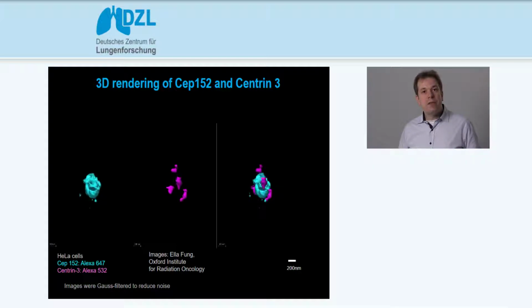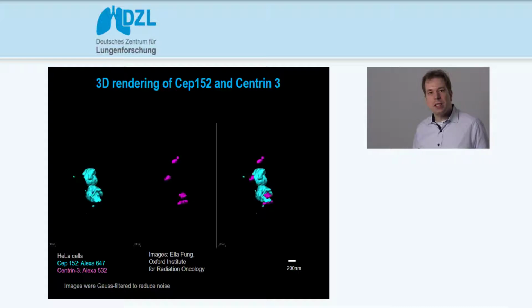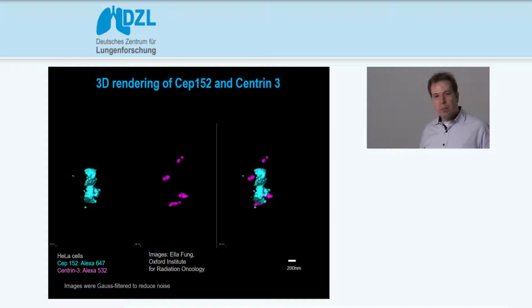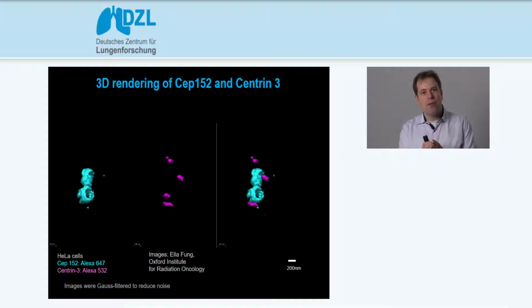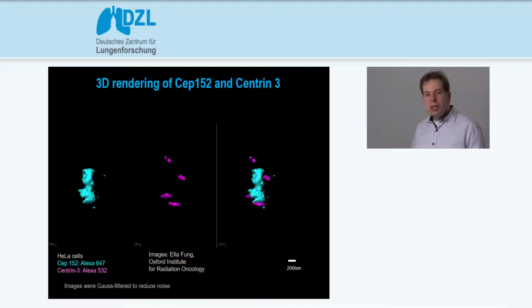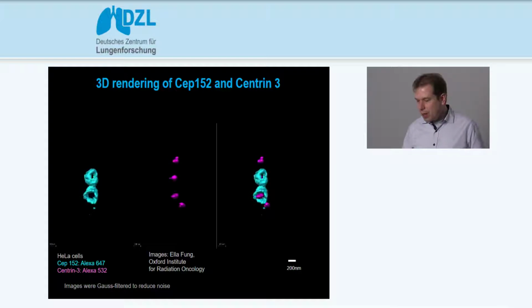However, since we have not labeled any other protein of this complex, we are blind to them. We can't see them. So this is, on the one hand, the power of fluorescence microscopy with, for example, antibody labeling, that you specifically see your sample or the protein of interest. On the other hand, you're blind to all the other proteins that you haven't labeled.